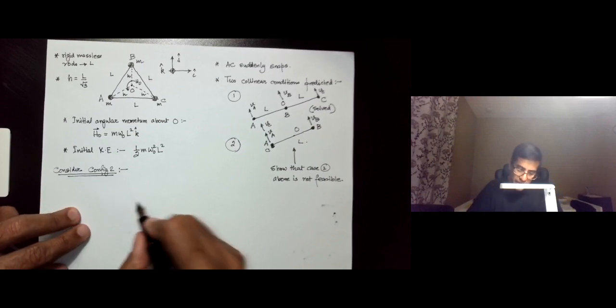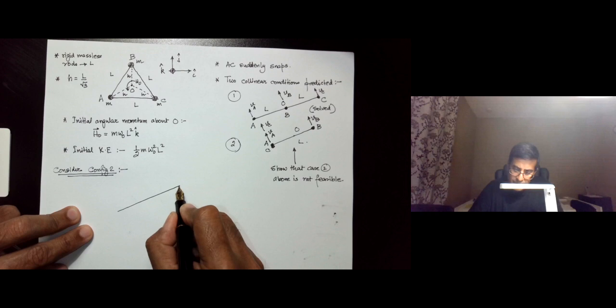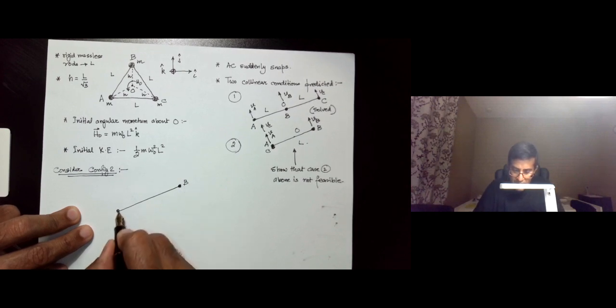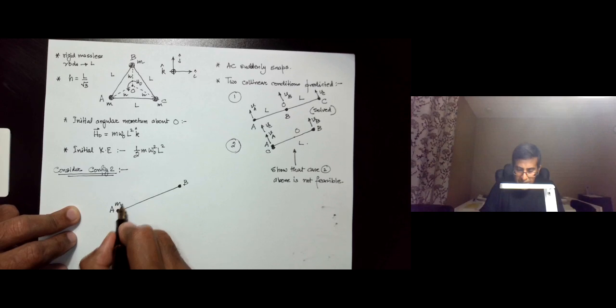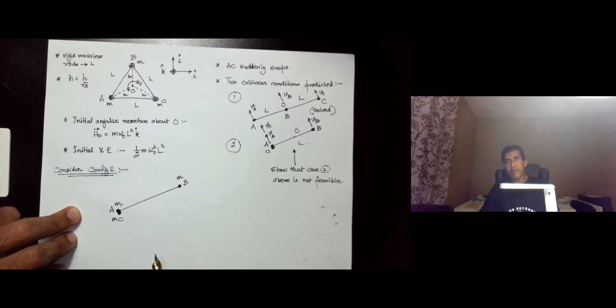So in this configuration, what would happen is, let's say the particle B is here. Particles A and C would be coincident. So here is a mass m, here is another mass m, and here is the third mass.